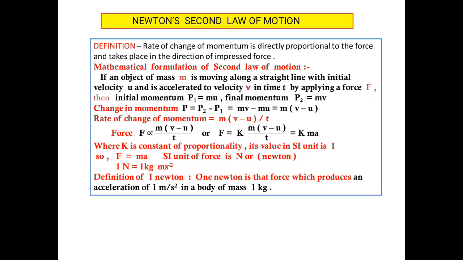The rate of change of momentum is m(v minus u)/t, and according to Newton's second law of motion we can write F varies as m(v minus u)/t, or F equals k m(v minus u)/t. Here (v minus u)/t is replaced by acceleration. So the force becomes F equals kma, where k is the constant of proportionality, whose value in SI units is 1. So F equals ma, and the SI unit of force is the Newton. So 1 Newton equals 1 kg times 1 meter per second square.